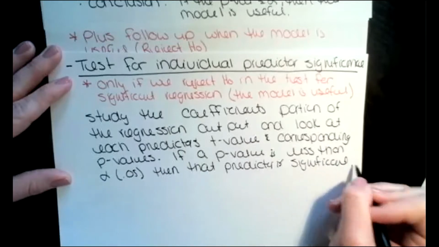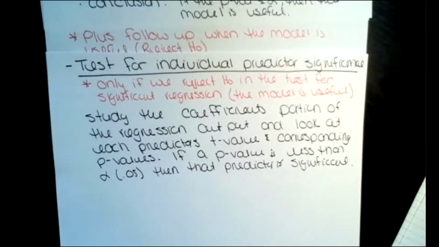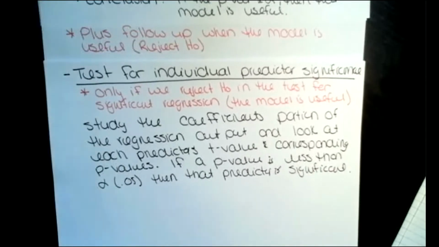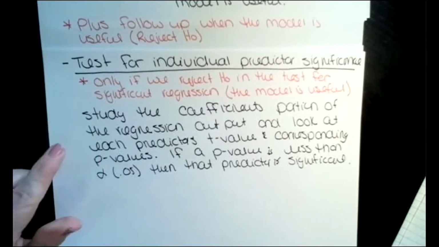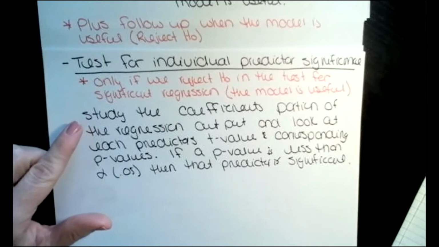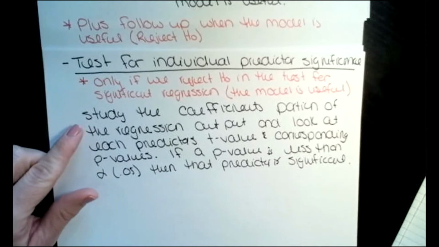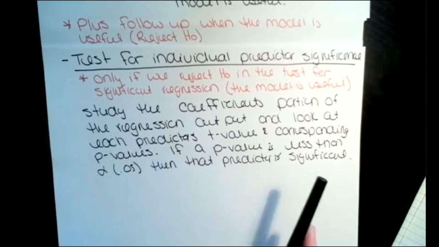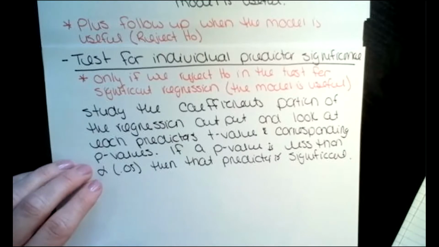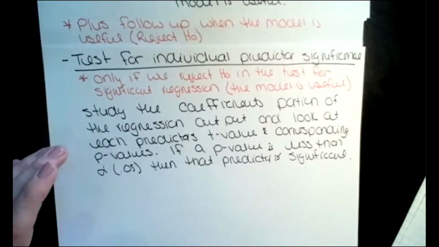Sorry about all this writing, but I like to have it in writing. So we're going to study the coefficients portion. This should be already familiar. We've done this before with looking at this coefficient section last week. We're going to look at each predictor individually, at the t-value and the corresponding p-value. If the p-value is less than our alpha, then that predictor is significant. We're not going to do a full test write-up on this. We're just going to write a conclusion.